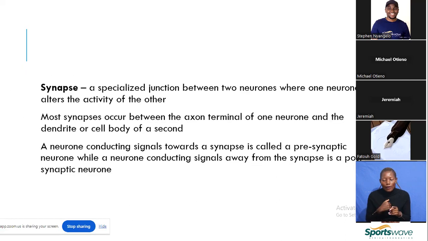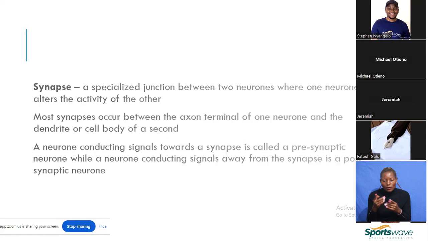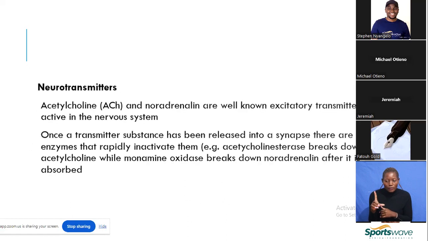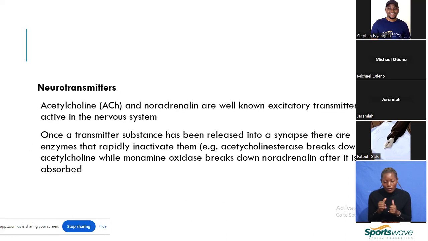I've talked about a synapse, which is a specialized junction between 2 neurons, where one neuron alters the activity of the other. I've also explained about neurotransmitters. Two neurons do not connect directly. There's a space, and that space is what we are calling the synapse.